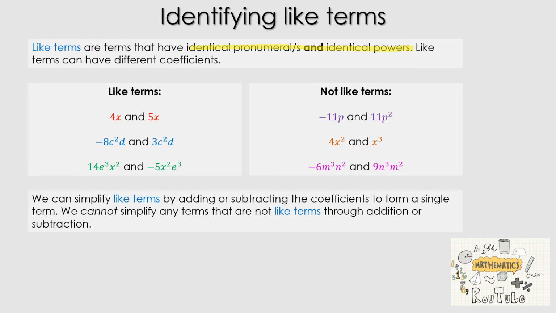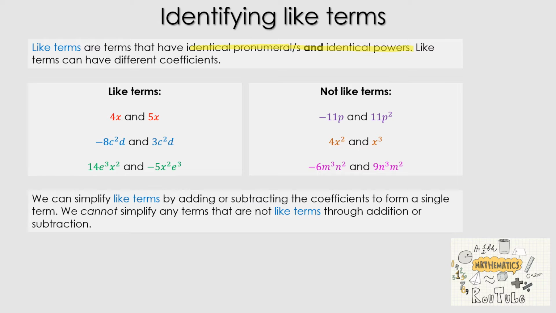Next, we have negative 8c squared d and 3c squared d. So we've now got different coefficients, which is okay, even though one's a positive and a negative, that's still okay. We've got the identical variables, both c and d, and the c in both terms is raised to the power of 2, and the d in both terms is raised to the power of 1. So that is once again an example of like terms, which means they can be added and subtracted together.